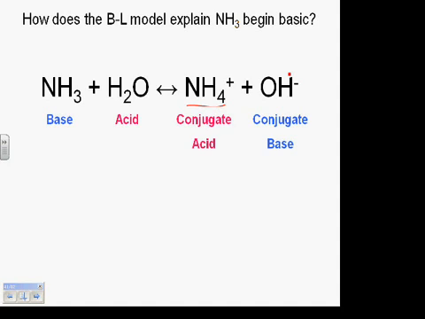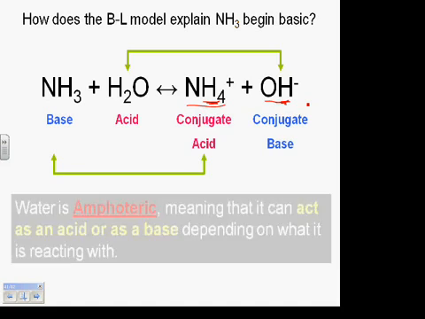And in this case now, ammonium is the conjugate acid, and the hydroxide is a conjugate base. Ammonium could give a hydrogen. It's got an extra hydrogen to give, and the hydroxide ion could take a hydrogen and change into water, so it would be a base. Those two are linked together as acid-base pairs. Again, water and hydroxide, and ammonia and ammonium.